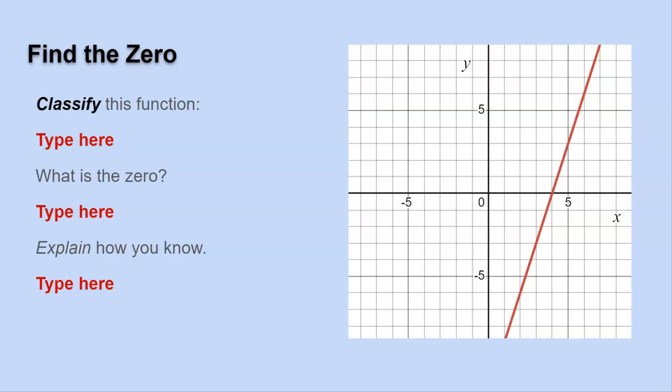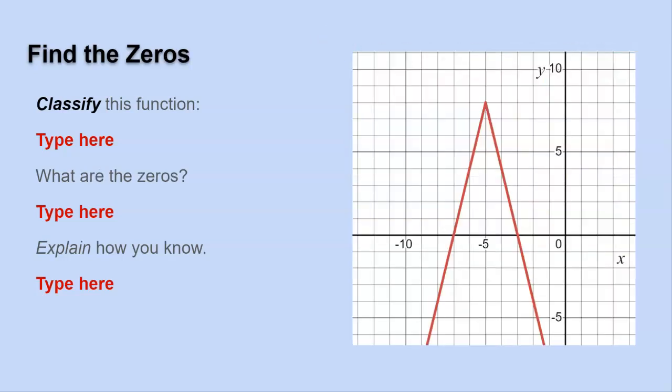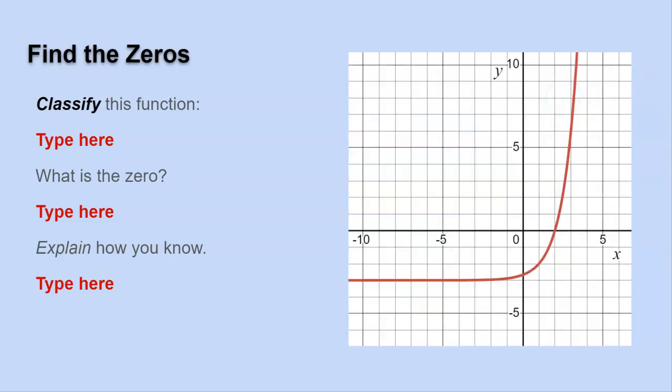Now, as we're back in our slides, we're going to do some finding zeros using other types of functions. So here's a good review of our parent functions. What type of function is this? What is the zero for this function? And explain how you know. Here's another one. What type of function is this? Where are the zeros? Tell me how you know they're zeros. And classify this function. What is the zero?